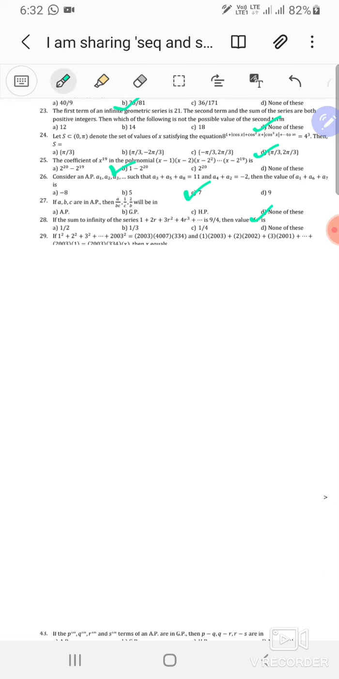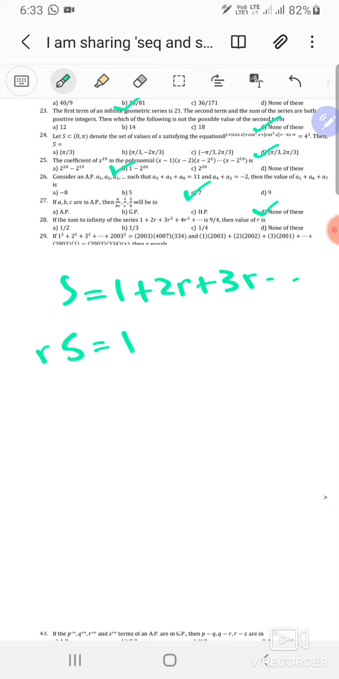Just one. So the sum to infinity of the series 1 plus 2r plus 3r squared plus 4r cubed, keeps on going, is 9 by 4. Then the value of r is, okay, so S is equal to 1 plus 2r plus 3r squared, keeps on going. So you got r times S, that has to be equal to 1 into r plus 2 into r squared plus 3 into r cubed, keeps on going.